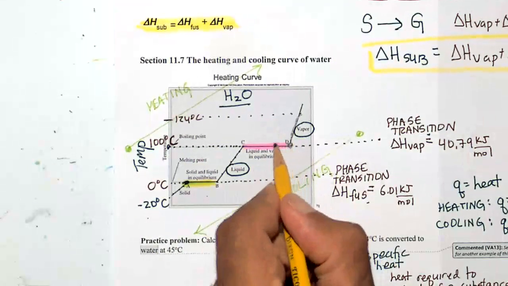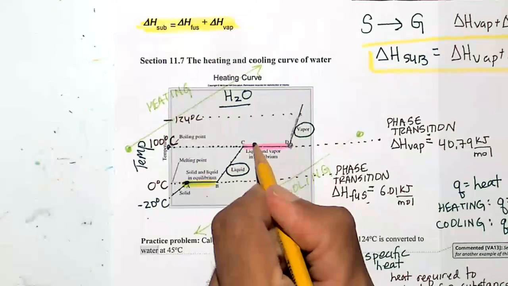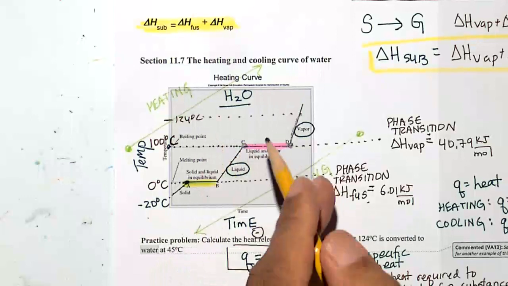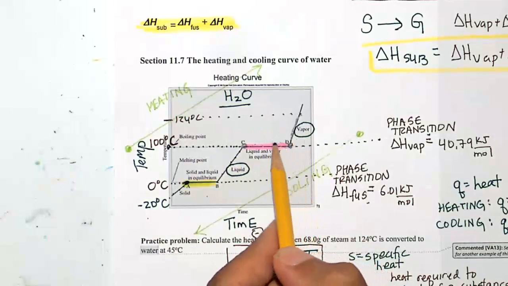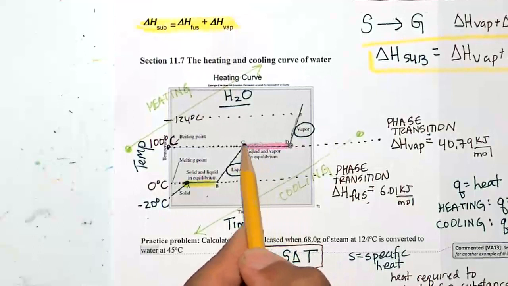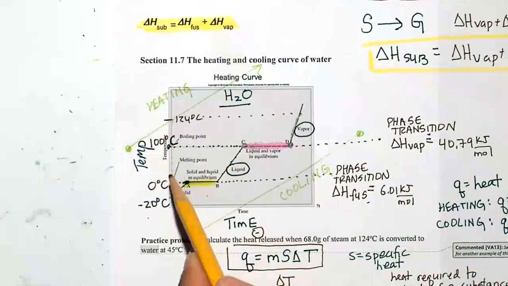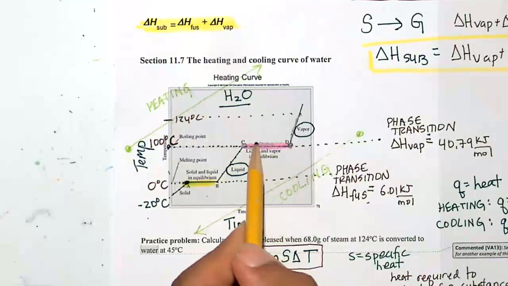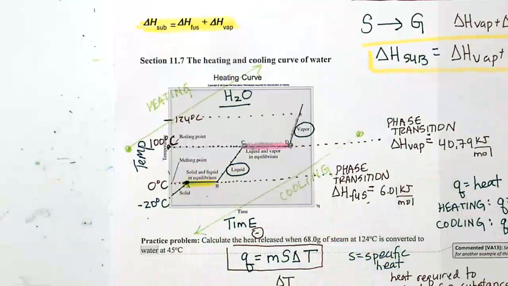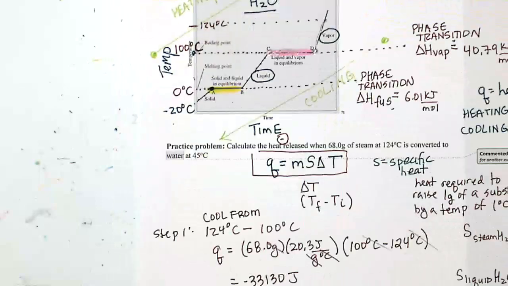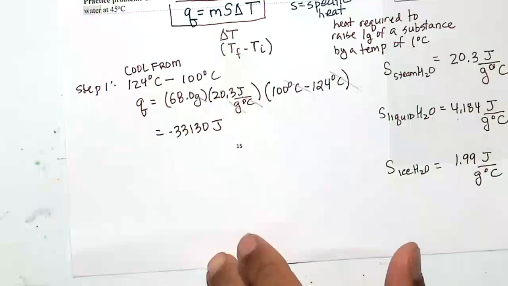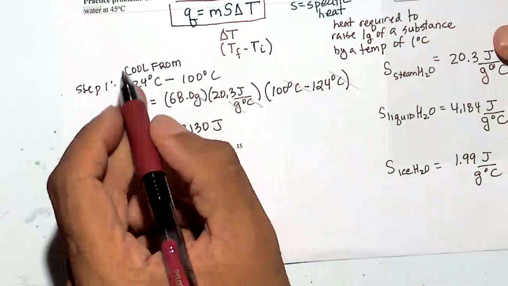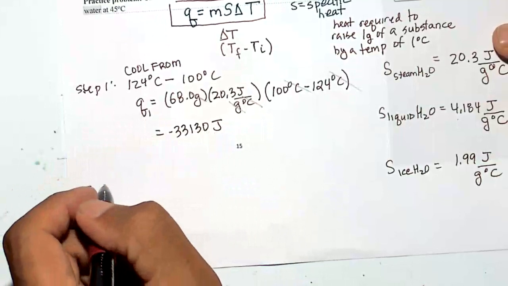Okay, we cool, we cool, cool some more, cool much more. So what happens at 100 degrees C? As we continue to cool, we're trying to go from 124 to 45. But what happens as we reach 100? We have to overcome what? Phase change. Okay, so now we have a Q1 from 124 to 100.